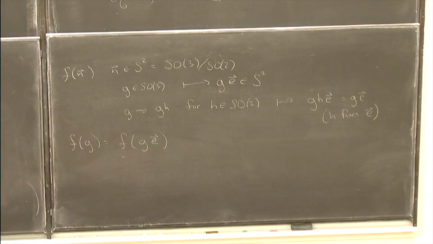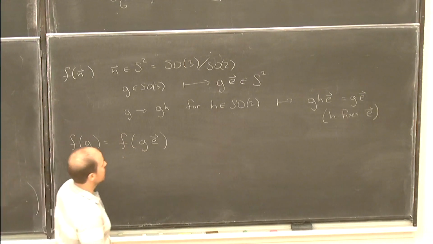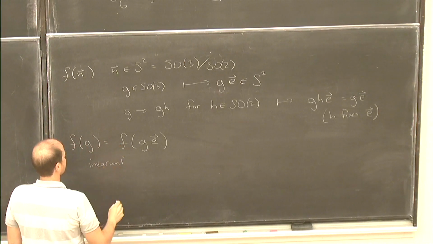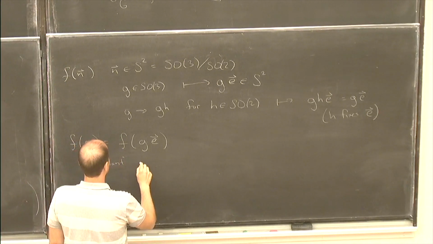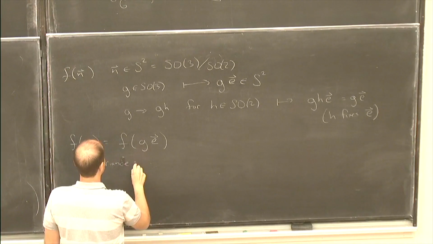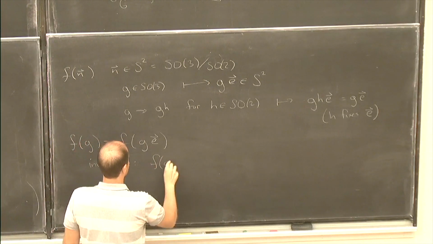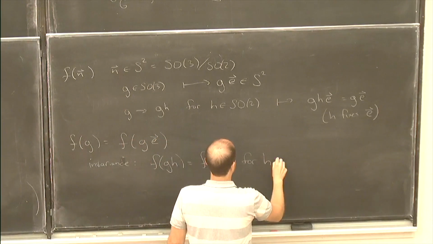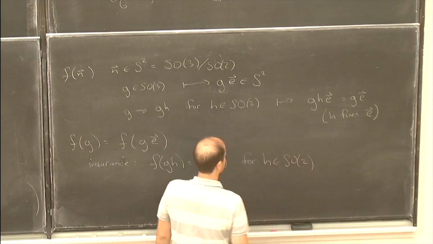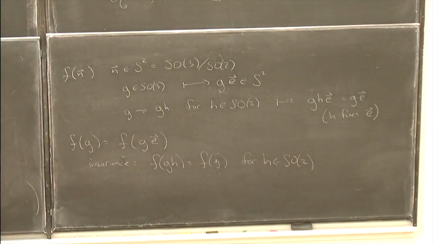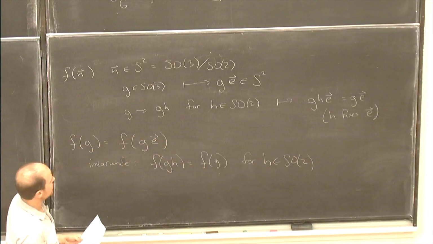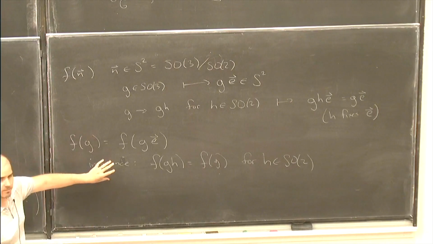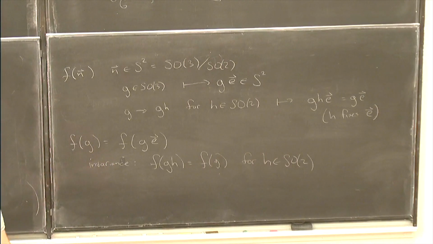But the fact that it came from a function on the sphere means that it has some invariance property. So it's invariant under right multiplication by SO2. So f of g h is equal to f of g for h in SO2 just by construction. So what we'd like to do is apply the Plancherel theorem to this function f and use this invariance information to simplify what we get a little bit.